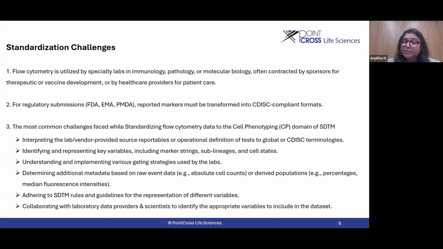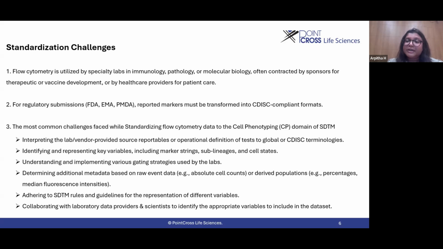During this standardization process, there are very common challenges faced, which are interpreting how the lab provided reportables are to be standardized and mapped to the global registries or CDISC terminologies, and identifying the key variables, which include the marker string, the sublineage information, and the cell state markers. These are the key variables which have to be identified accurately and represented, and understanding the gating strategies employed.